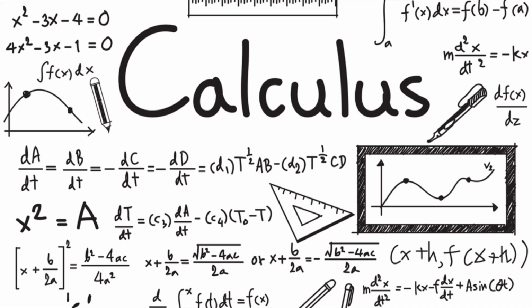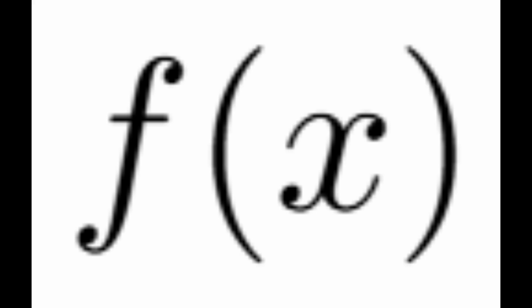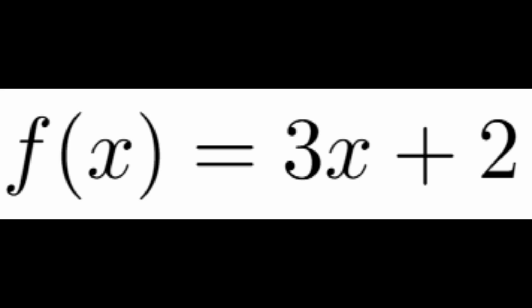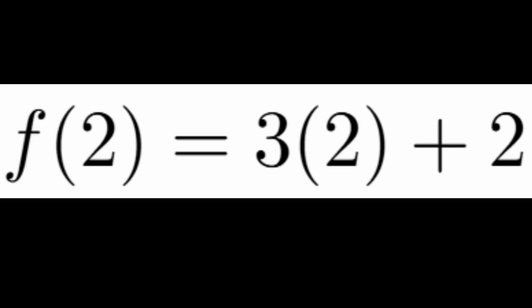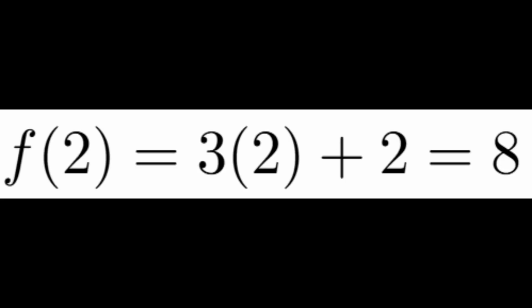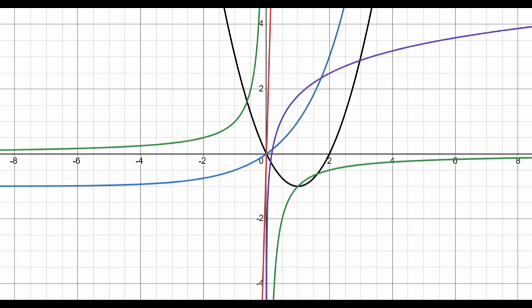So we have to start with functions. We should all be well aware of how they work. We define f of x as this, and then evaluate it at, let's say, 2. Just sub everything in, and we get that it's equal to 8. This works well on most functions and most of their points.